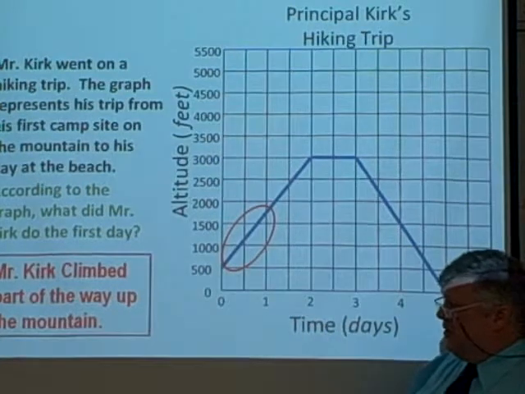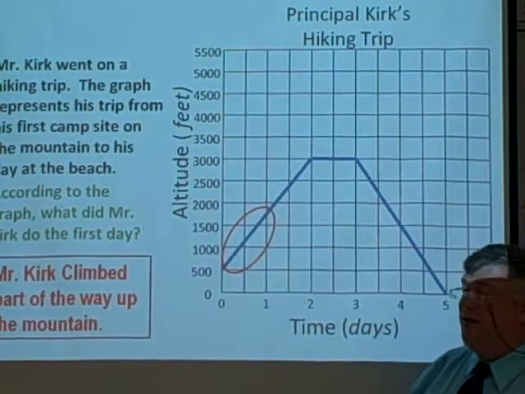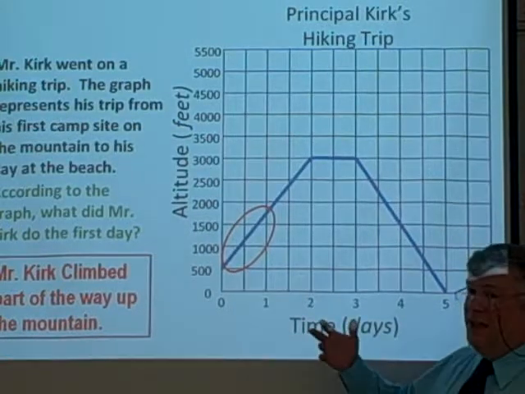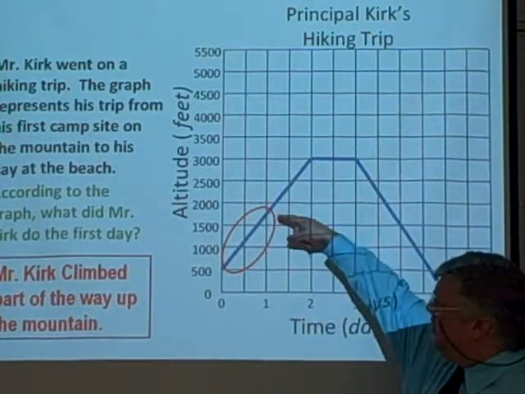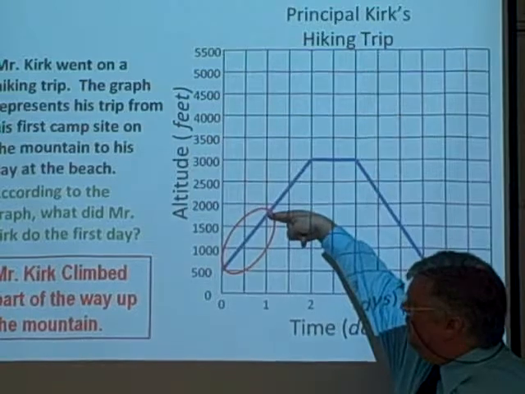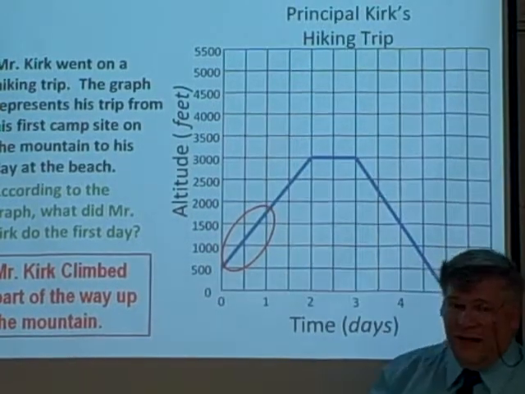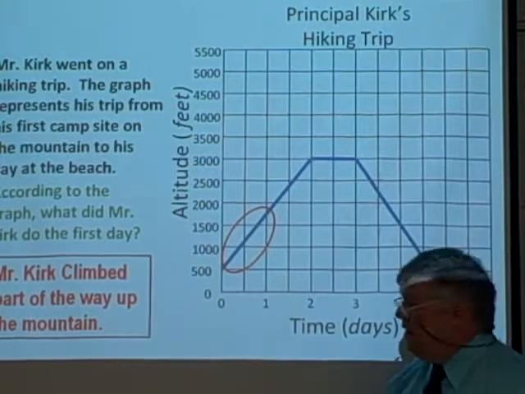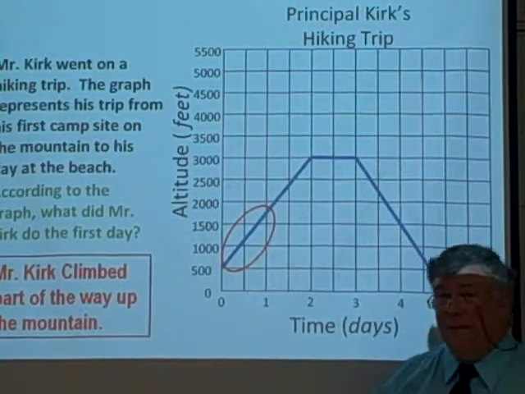The answer is Mr. Kirk climbed part of the way up the mountain. Didn't make it all the way to the top, but he climbed part of the way. If we wanted to be a little more exact with that, we could note that it's about halfway between 1,500 and 2,000, and we could say it was 1,750 feet the first day. He made it 1,750 feet up the mountain that day.